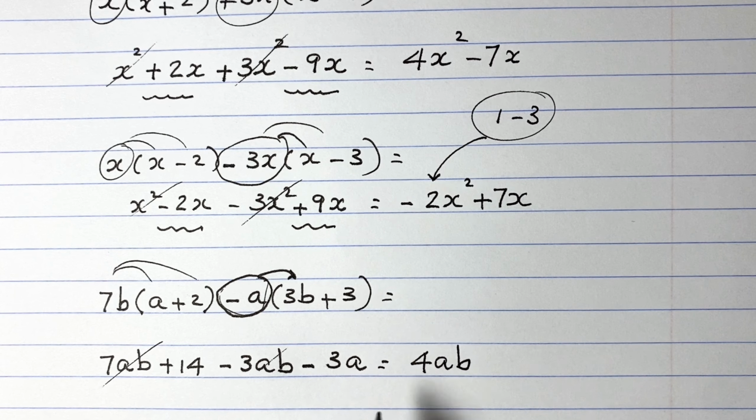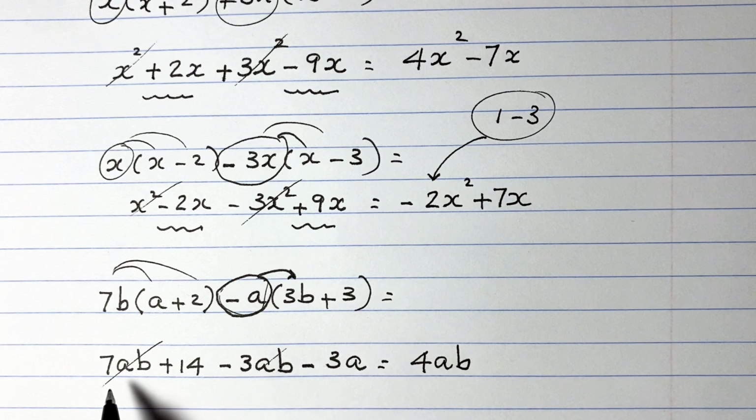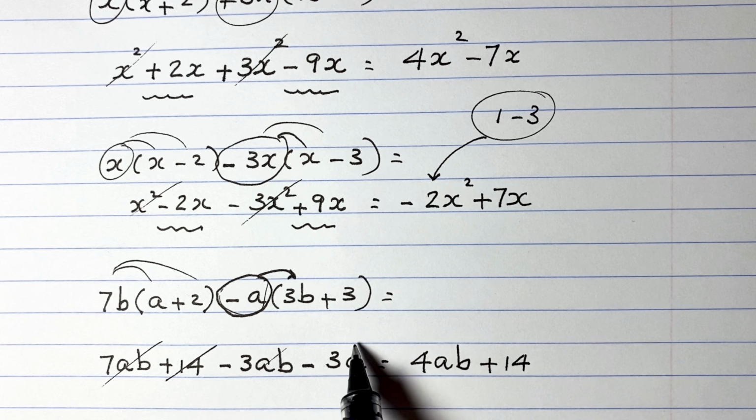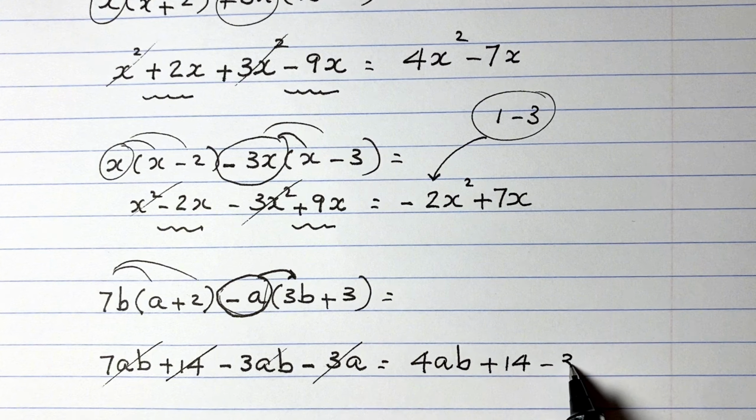A has nothing to do with B and nothing to do with AB. AB goes with AB. AB cannot go with A or with B. When A and B multiply, they form a cluster. This cluster can only be simplified with a cluster similar to itself. Then is plus 14. So we've got a negative 3a left here.